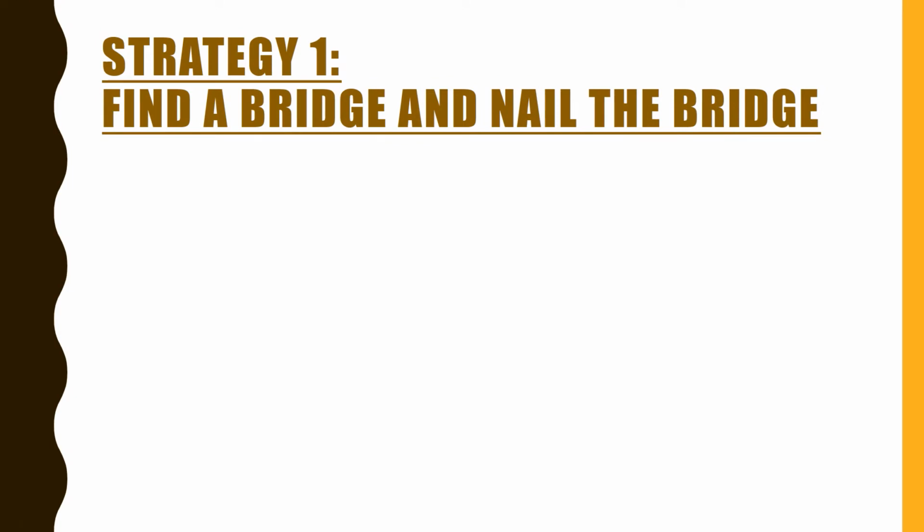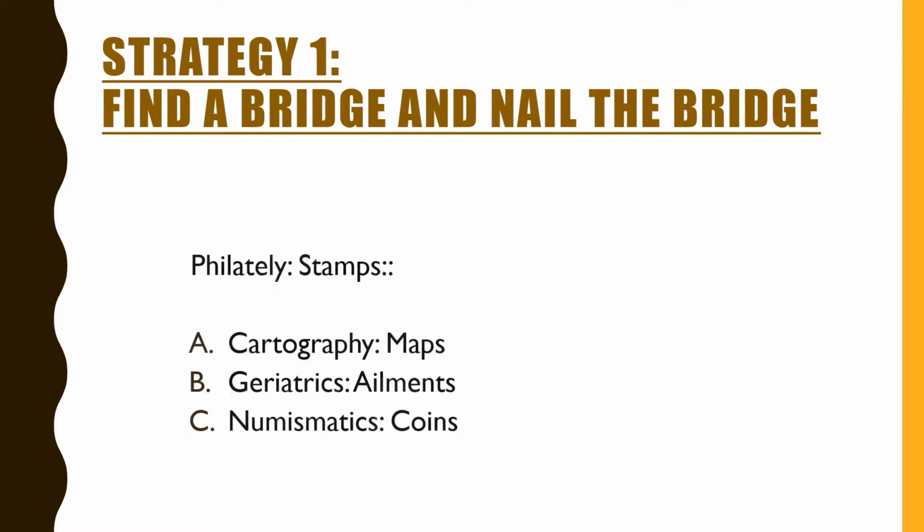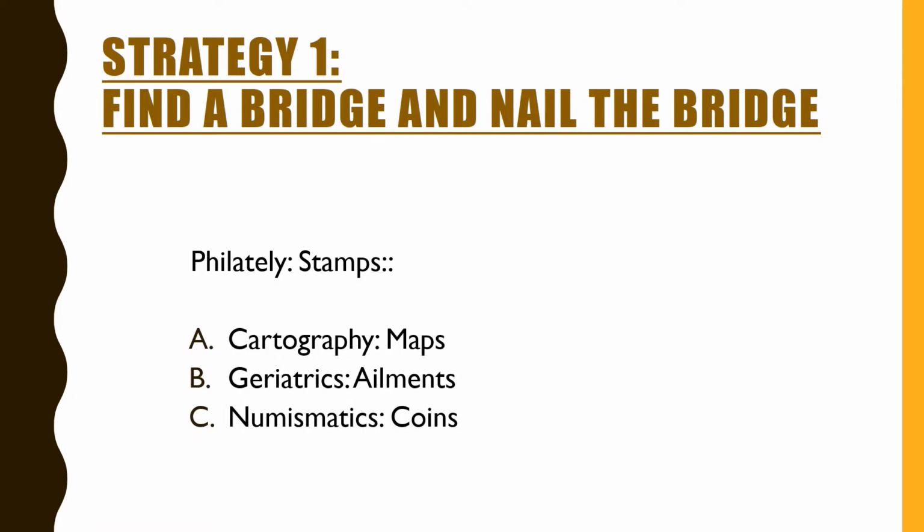The first strategy is to find the bridge and nail the bridge. By bridge, I mean a sentence that bridges or connects the two words given in the question. For instance, look at this example. Philately is to stamps. Now this question has got 3 options. They are cartography is to maps, geriatrics is to ailments, and numismatics is to coins.